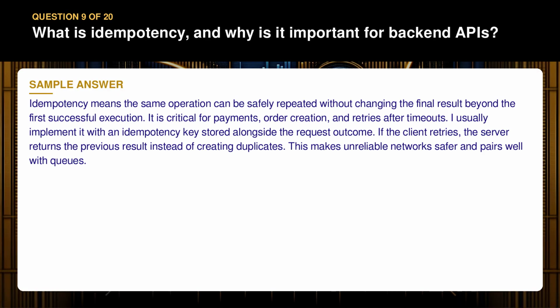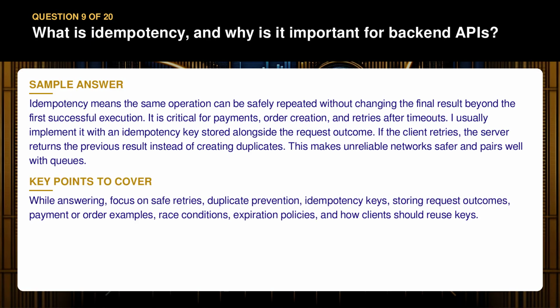I usually implement it with an idempotency key stored alongside the request outcome. If the client retries, the server returns the previous result instead of creating duplicates. This makes unreliable networks safer and pairs well with queues. While answering, focus on safe retries, duplicate prevention, idempotency keys, storing request outcomes, payment or order examples, race conditions, expiration policies, and how clients should reuse keys.